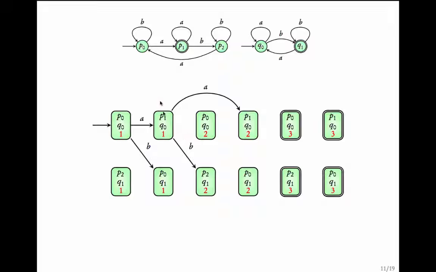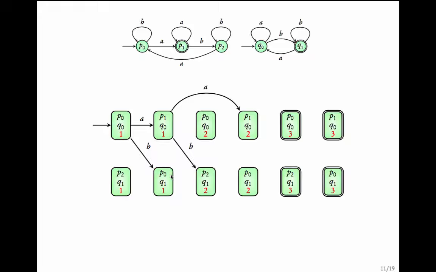What about this? Say P1 on a B goes to P2, Q naught on a B goes to Q1. So P1 Q naught should go to P2 Q1, and since P1 is an accepting state, this 1 is increased and you go to 2.